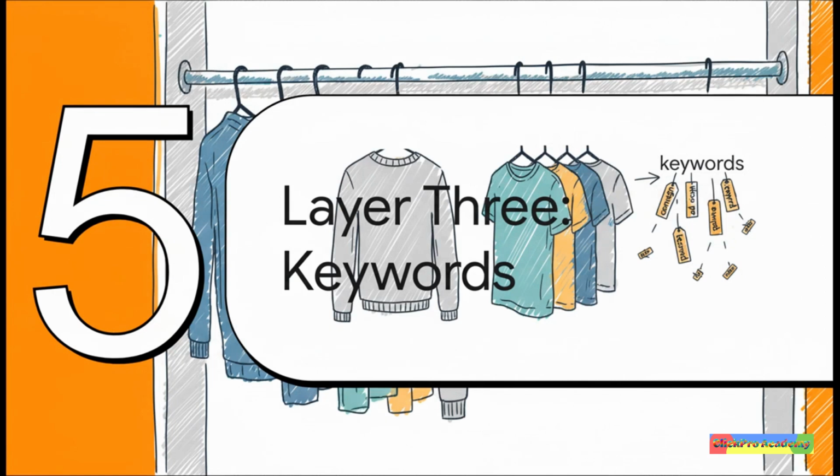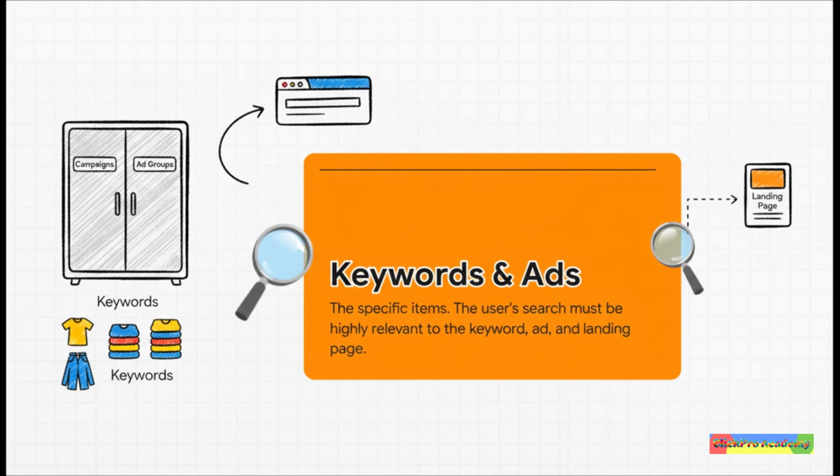Okay, so we've got our drawers, which are the campaigns. We've got our dividers, the ad groups. So what's left? Well, it's time to actually put the clothes in those divided sections. And that brings us to layer 3, the keywords and the ads themselves. Inside each of those super specific ad groups, that's where you put your keywords and the ads that go with them. And this is where relevance goes from being important to being like the only thing that matters.